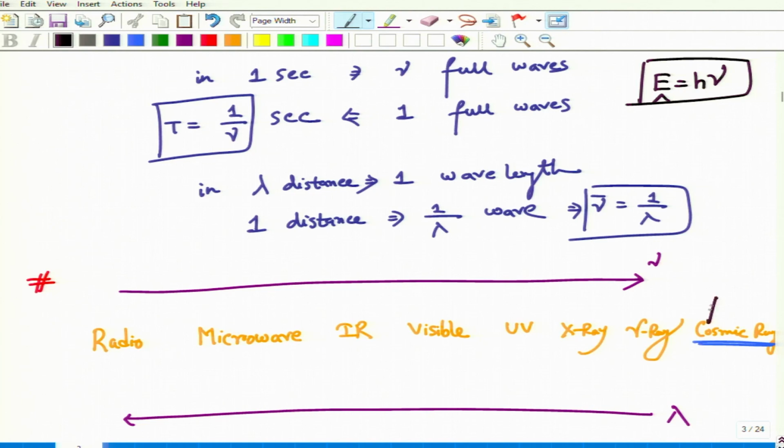That's why cosmic ray has the highest energy, and radio wave basically has the least energy. So here we can also write hc by lambda. These things are equivalent to each other. So this is our electromagnetic spectrum.